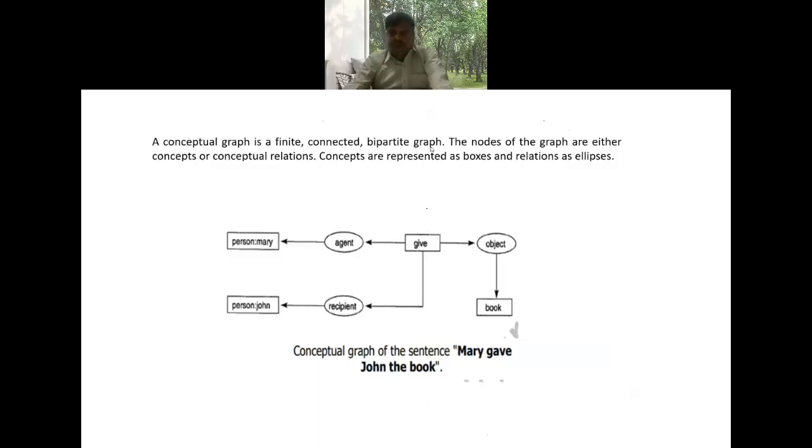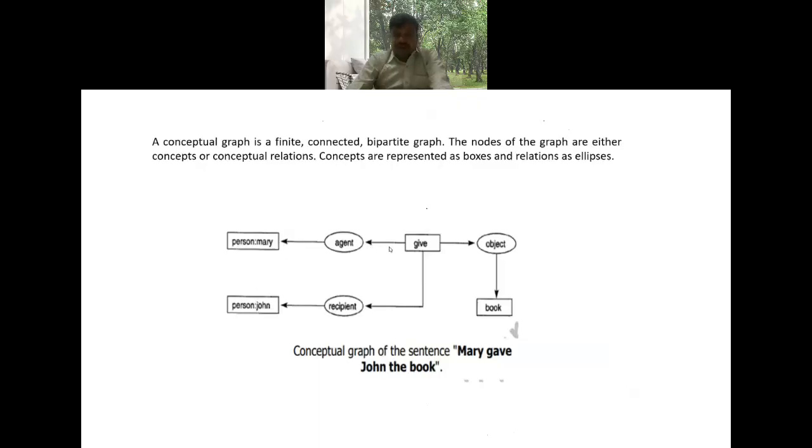Bipartite graph. The nodes of the graph are either concepts or conceptual relations. Anything may be possible. Concepts are represented as boxes and relations are represented as ellipses. See, for example, person, many person. Person is Mary. Sorry, we are taking two persons, Mary and John.